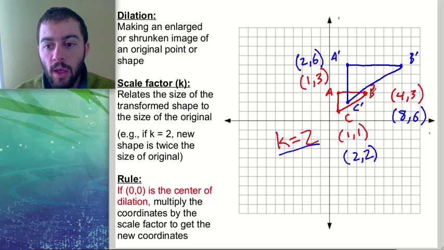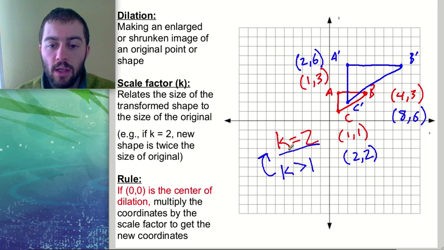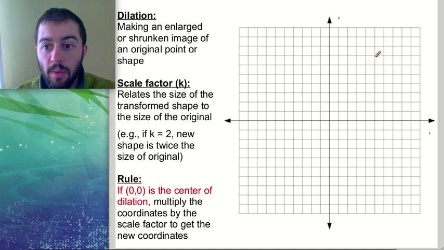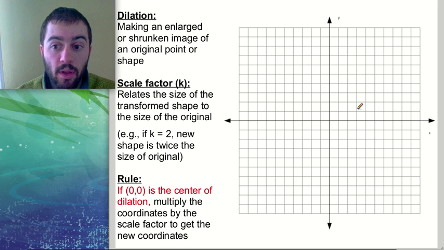The only thing that changes is the proportion of the sides in these triangles when we compare the image to the original. Okay, so this is an example of a dilation where k was greater than 1, right? Because we had k equals 2, obviously that's greater than 1. That means that we're getting a bigger image or a bigger new shape than the original shape that we started with. All right, so let's try an example now of a dilation where we might be getting a smaller shape than we start with.